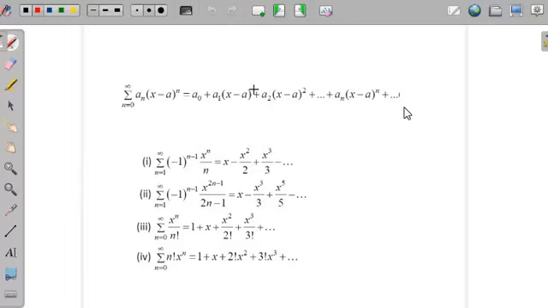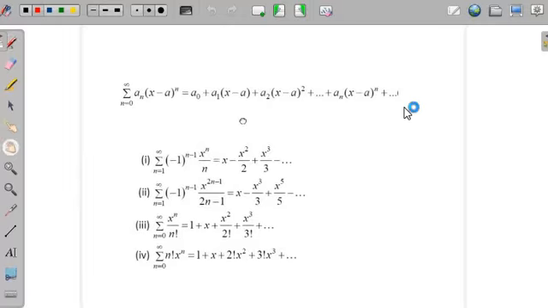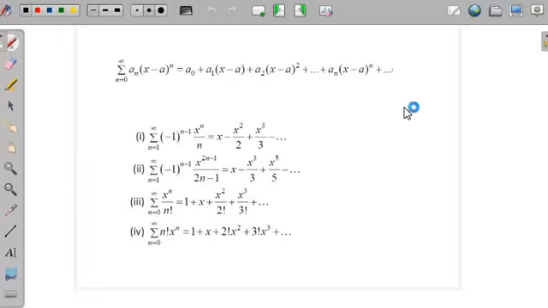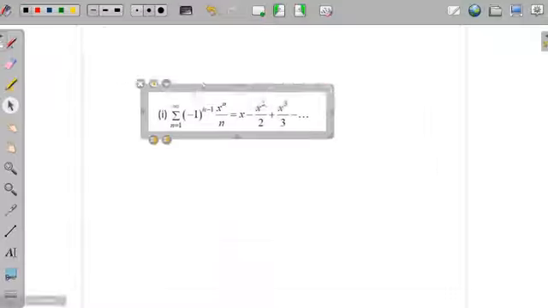Let me start with some problems. Here you can see the power series general form. This is the general form of the power series centered at a. And here you can see some examples of power series. So here the question is we need to know all values of x for which the summation is convergent. As a first problem, let me take the first one.